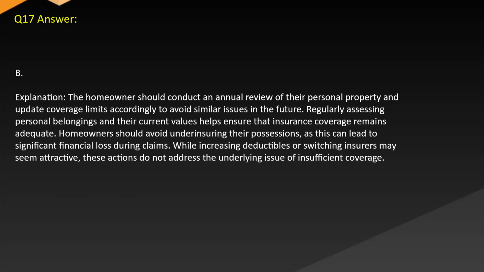Answer: B. Explanation: The homeowner should conduct an annual review of their personal property and update coverage limits accordingly to avoid similar issues in the future. Regularly assessing personal belongings and their current values helps ensure that insurance coverage remains adequate. Homeowners should avoid underinsuring their possessions, as this can lead to significant financial loss during claims. While increasing deductibles or switching insurers may seem attractive, these actions do not address the underlying issue of insufficient coverage.